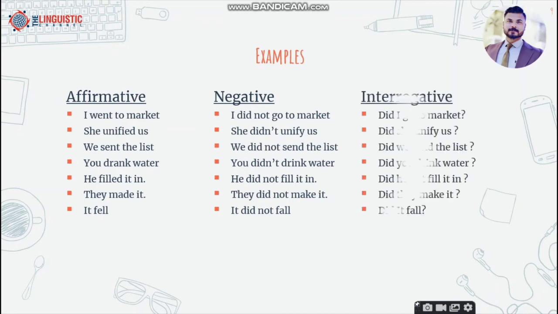Interrogative, it's going to be, did I go to market? Did she unify us? Did we send the list? Did you drink water? And so on. Okay, we have followed the same rule using helping verb in the beginning, and the rest of the sentence remained the same.